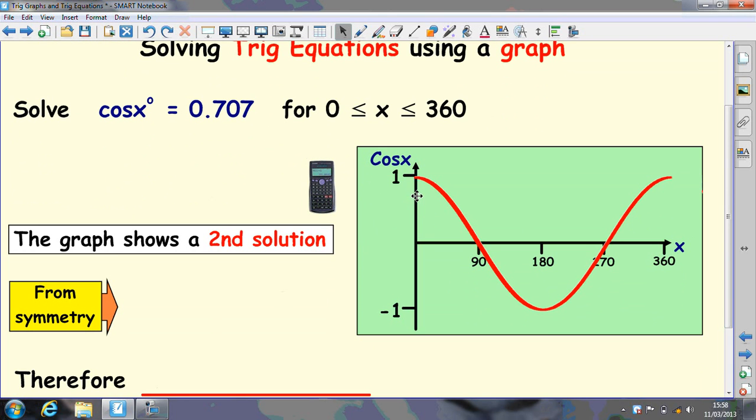0.707 appears about here between 0 and 1. And if you look across at the graph, that would be your first solution roughly between 0 and 90. And your second solution would be away across here between 270 and 360.